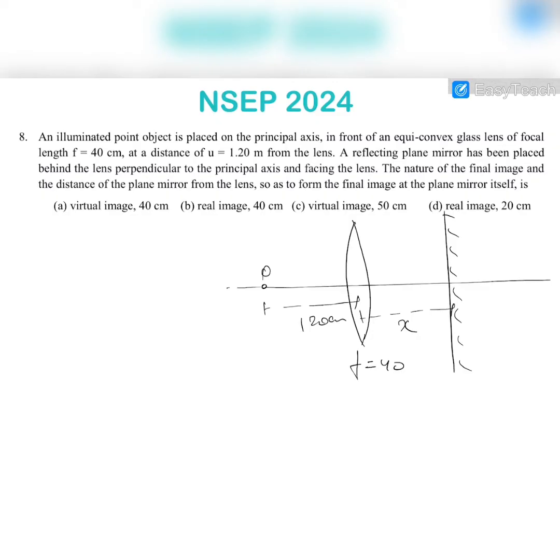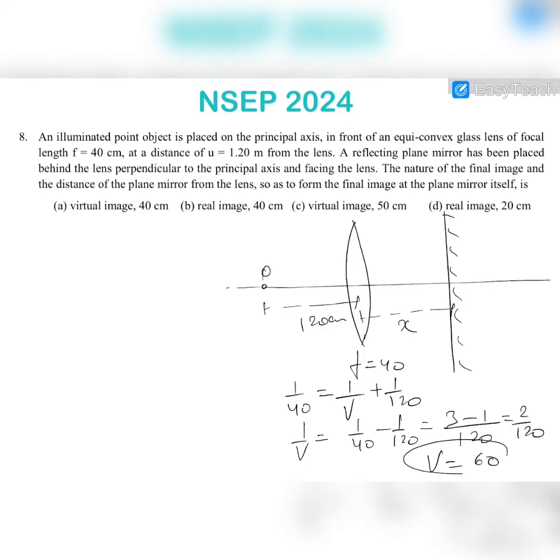For the first image of this lens, 1 by 40 is equal to 1 by v minus 1 by u, which is minus minus plus. So 1 by v is 1 by 40 minus 1 by 120. So LCM is 120 and this is 3 minus 1, so it will be 2 by 120, and therefore v will be equal to 60. As you can see clearly, in all four options all the values are less than 60. So obviously we can assume that x is less than 60, and therefore this ray diagram would be like that.